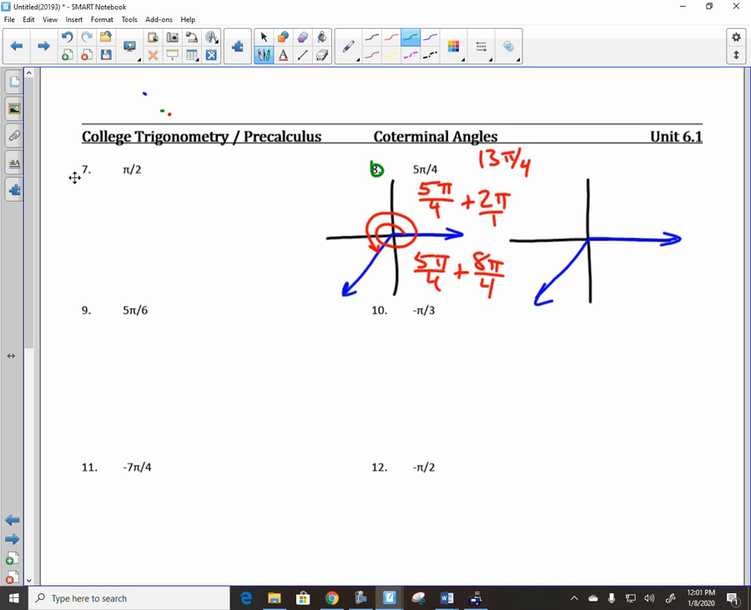Finding the negative one, you might be able to just look at it and know what that angle is. Negative 3 pi over 4 is correct. How do we do that? We take 5 pi over 4, and instead of adding 8 pi over 4, we subtract 8 pi over 4. And we get negative 3 pi over 4.